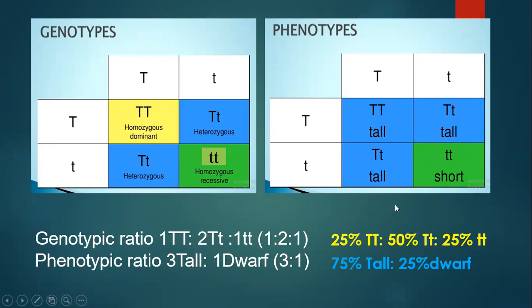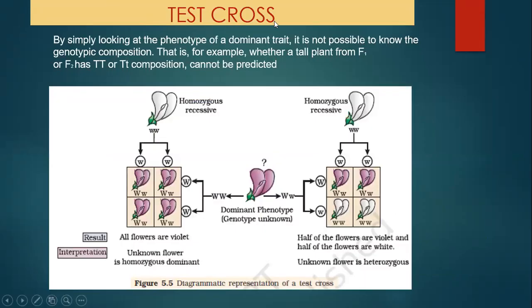For that, what we have to do is a test cross. So what is a test cross? A test cross will help us identify the genotypic composition of the dominant phenotype. And we are able to identify the genotype of the dominant phenotype by doing a cross with the recessive trait.